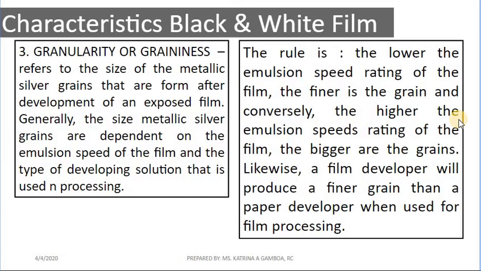Kunwari, mag-expose pa lang siya after 5 seconds. Ang bibilhin niyang grain is mas mapino. Or yun ang characteristics ng black and white film niya. Kapag naman the higher the emulsion speed or yung mas mabilis siya, the higher the rating of the film, the bigger in grains. So, ibig sabihin, ganito lang yung pinaka-panukala niya. Kapag mas malaki yung grains, mas mabilis mag-react. Kapag maliit naman yung mga grains na yan, mas mabagal siyang mag-react. Ano yung mga grains na pinag-uusapan natin dito? Ito yung mga silver halides na nag-react po kay light.